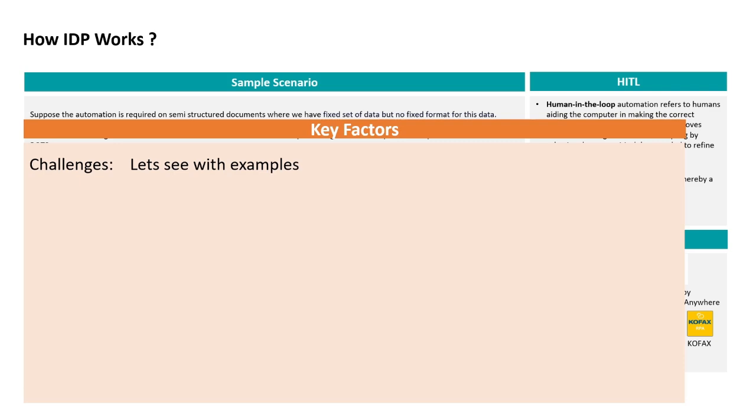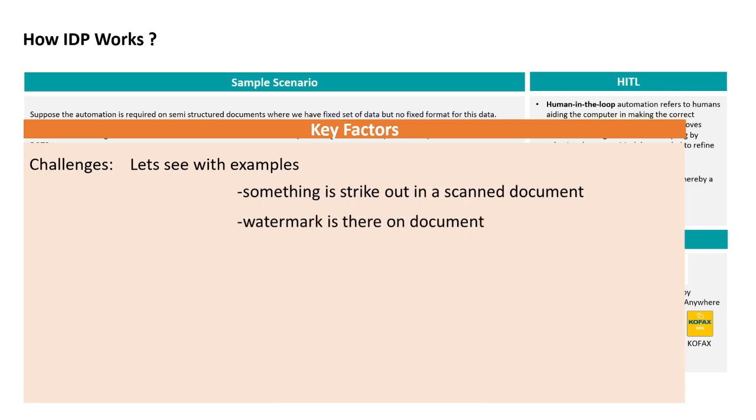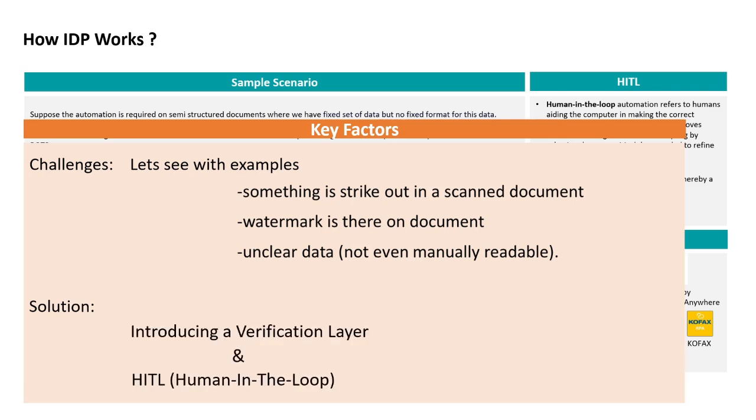Now let's look at the key factors. First, we'll look at certain challenges which can still arise with these documents. For example, these were scanned documents and something was struck out, or maybe there is a watermark on the document, or maybe the data is so unclear that even manually you are not able to read it. So what will be the solution to these challenges? Introducing a verification layer and HITL, that is human in the loop, can help here.